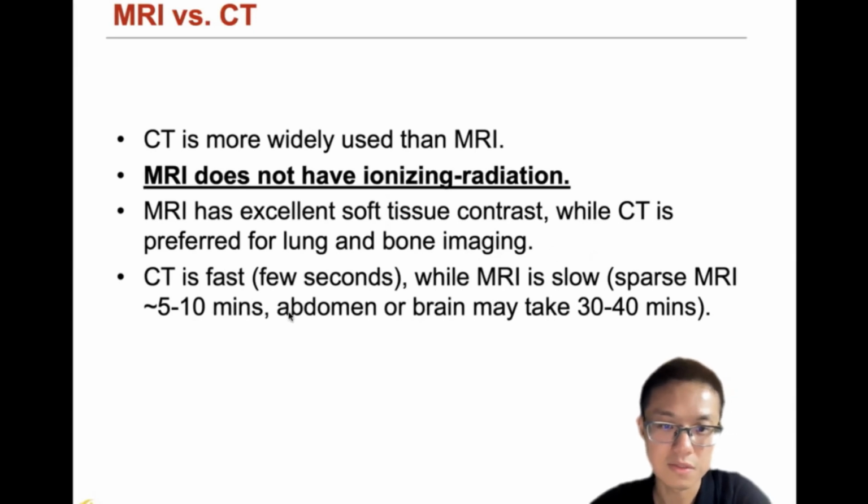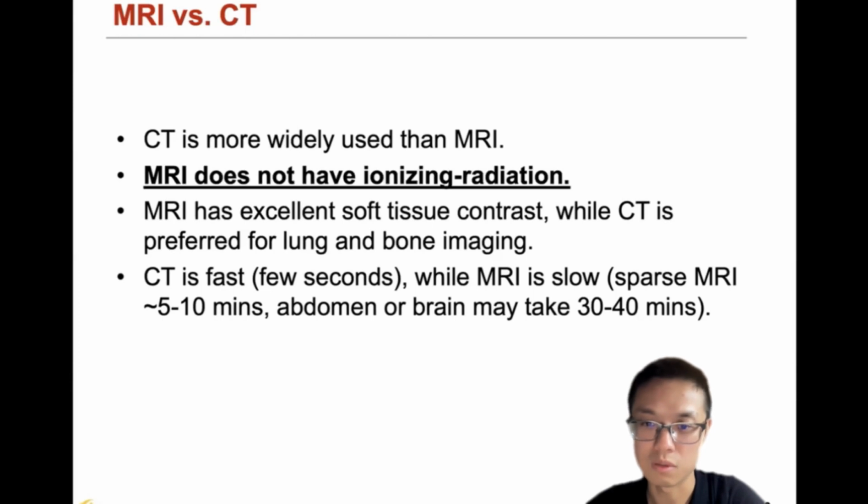And CT is fast. Typically, a CT scan can be done in seconds. But MRI is slow. It usually takes about 30 to 40 minutes. As the very beginning of the video shows how the MRI is operated, I also mentioned it will take around 30 to 40 minutes to complete the MRI examination.